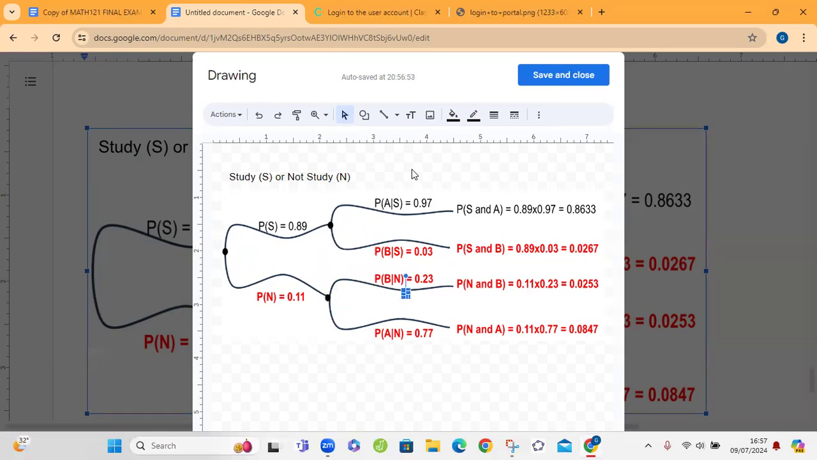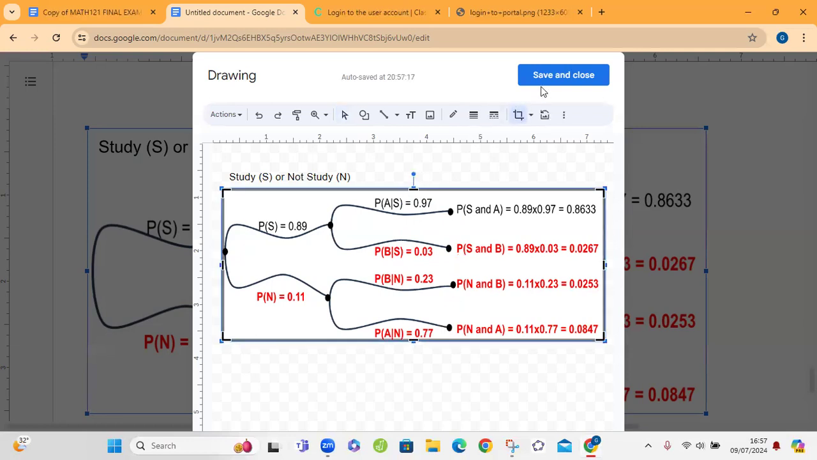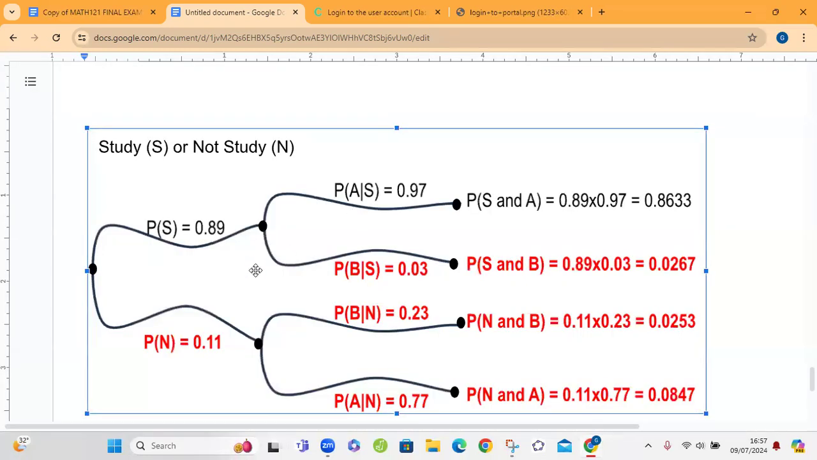And here we've got four of them: here, here, here, and here. So since the probability across any node must add up to 1, to obtain this probability value, we subtract 0.89 from 1 to get 0.11. So that's for this section right here.